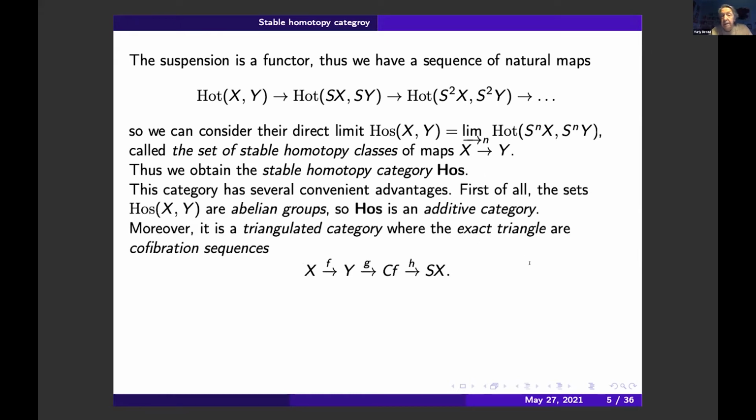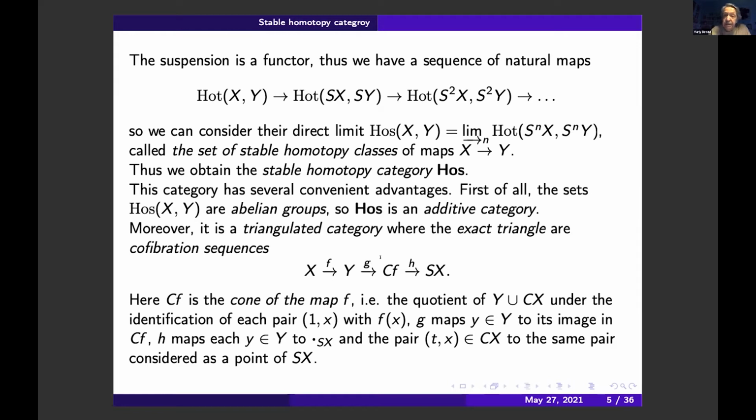This category has several convenient advantages. First of all, the morphism sets are abelian groups, so this is an additive category. The direct sum is just the bouquet. Moreover, it is a triangulated category, where the shift is just the suspension. It means that we fix exact triangles, which are cofibration sequences like this, and sequences isomorphic to cofibration sequences.